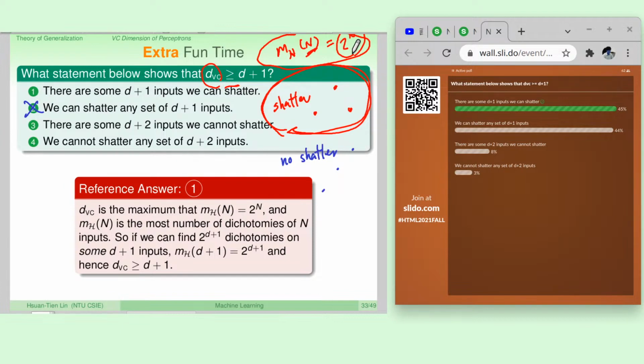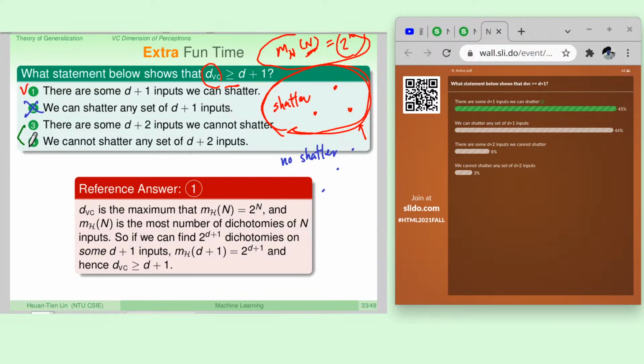That's why we want you to choose item number 1 here. By definition, there are some inputs that we can shatter. In the 2D perceptron case, that's the red case here. And if we can identify some inputs, then we can move on to checking d plus 2, d plus 3, d plus 4 to see if we can reach the VC dimension. So we're starting from the smaller number, see if we can shatter, and move on to the next number. That's why the answer is 1. And we're not moving to d plus 2 yet.